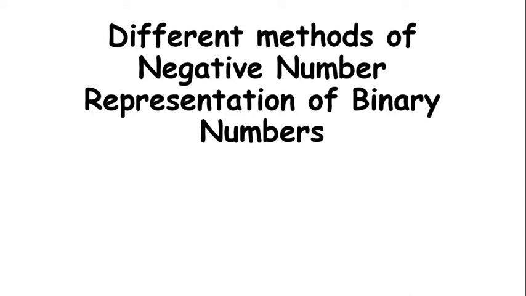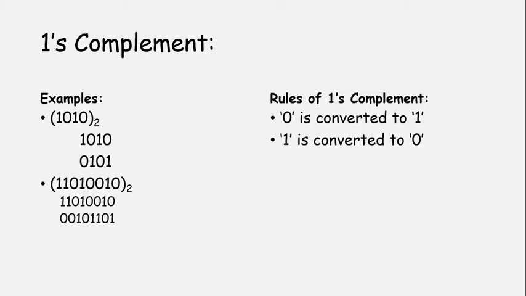Today I am going to discuss different methods of negative number representation of binary numbers. To represent a negative number in binary, we need to know two very basic methods. The first one is one's complement and the second one is two's complement.